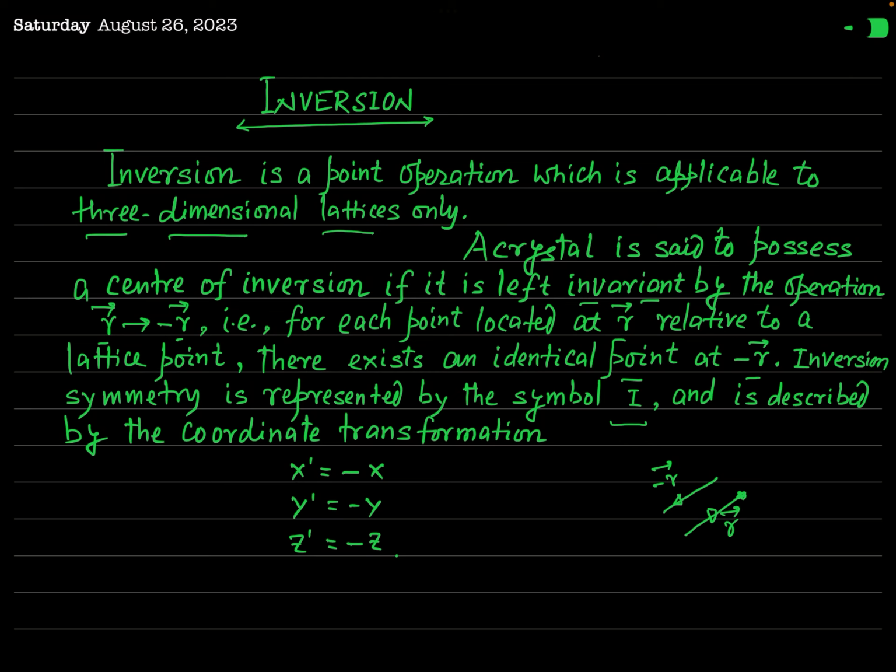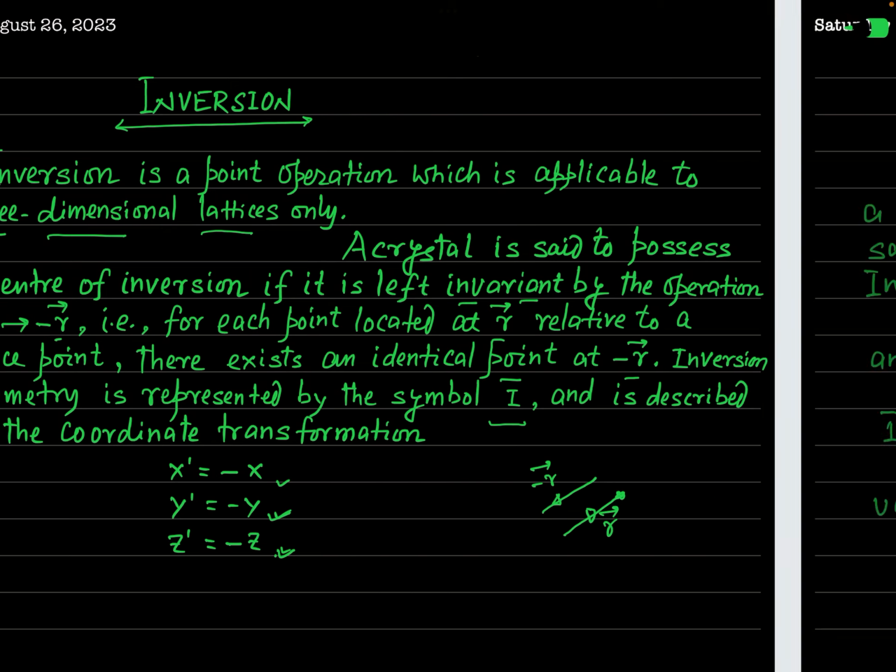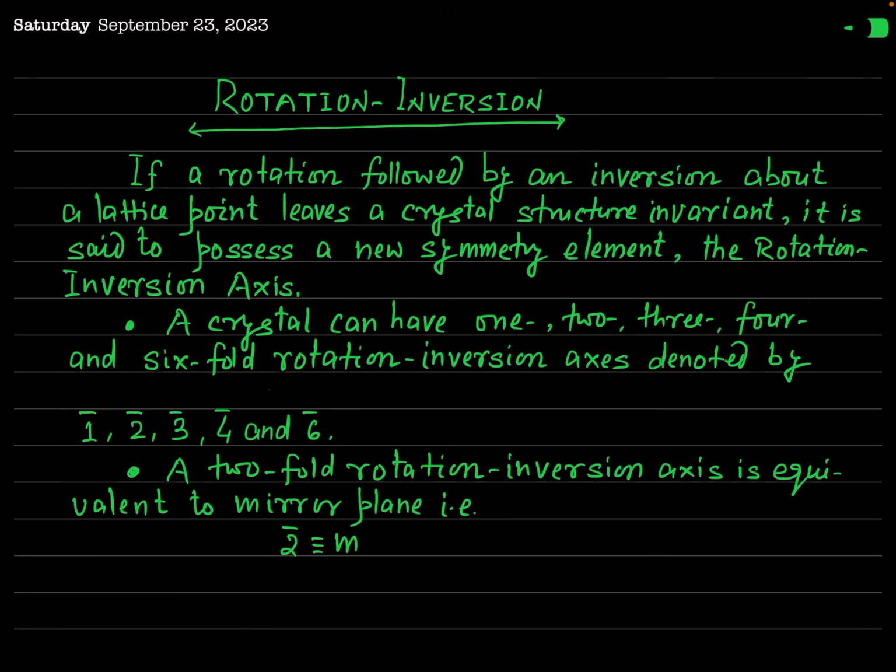Okay. And in a mathematical way, inversion symmetry is described by the coordinate transformation. It means if the coordinates of a point are x, y, z, then after inversion symmetry, those coordinates will be transformed to minus x, minus y and minus z. It means after this inversion symmetry, the new coordinates will become x prime equal to minus x, y prime equal to minus y and z prime equal to minus z. Okay. So I hope you have understood what this inversion symmetry is.